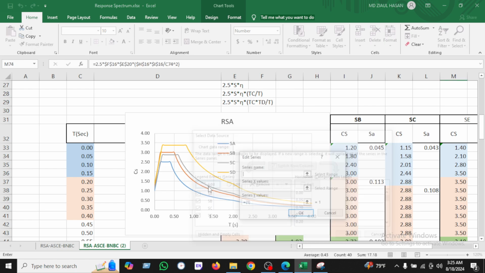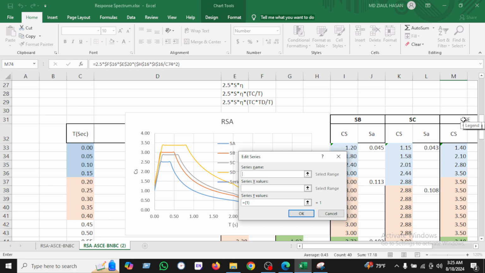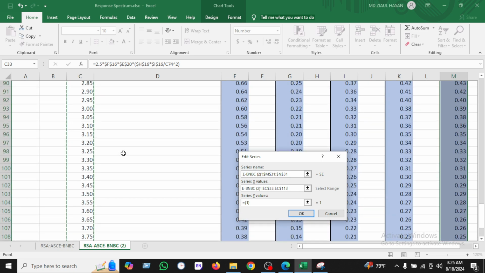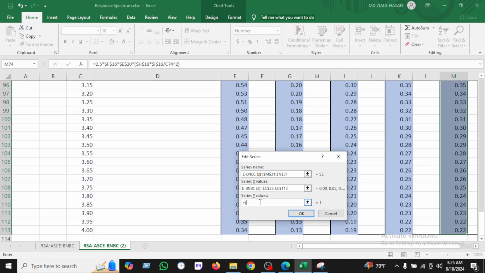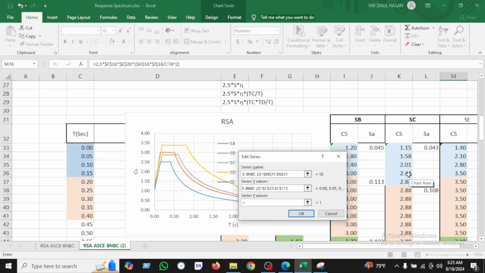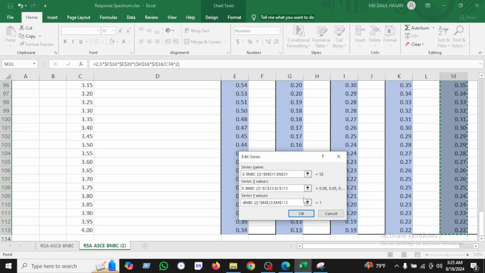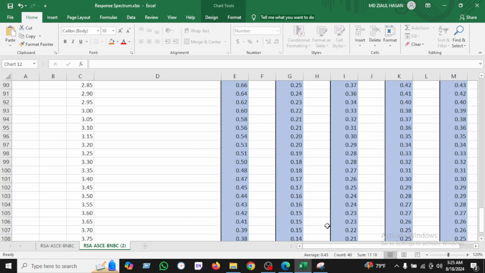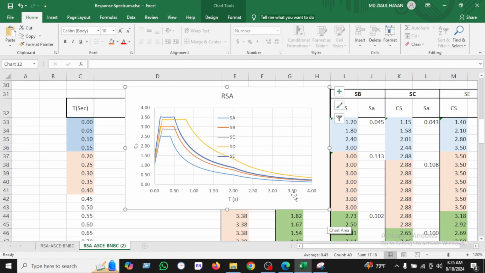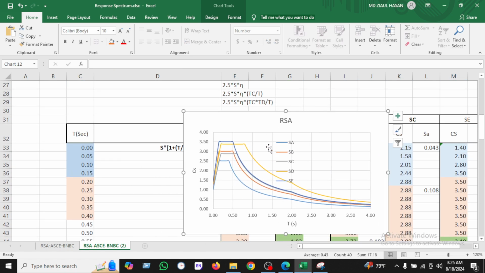In the way of SE, the x-axis will be time period, and the y-axis will be CS. CS is the normalized oscillation response spectrum. So finally I have drawn the response spectrum here.